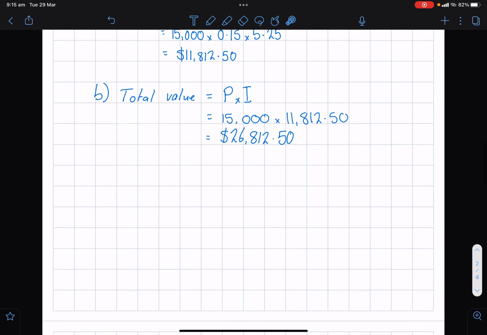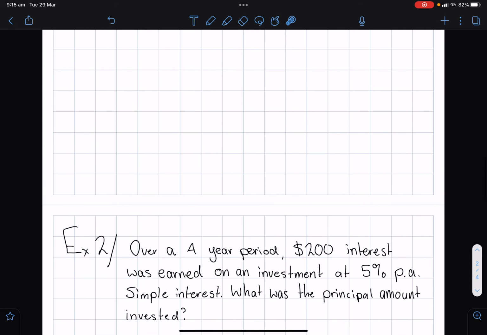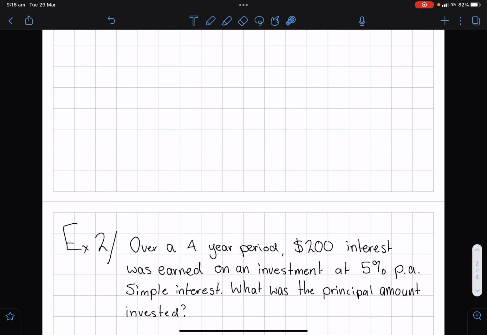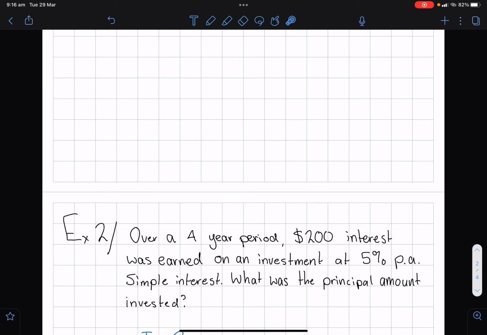Now the second kind of example you'll see is trying to figure out either the time frame of the investment, the initial investment sum, that is the initial principal sum, or the interest rate that the investment was set at. The process is the same for all three. We're going to run through an example where we're trying to find the principal amount. Over a 4-year period, $200 of interest was earned on an investment at 5% per annum, simple interest. What was the principal amount invested?